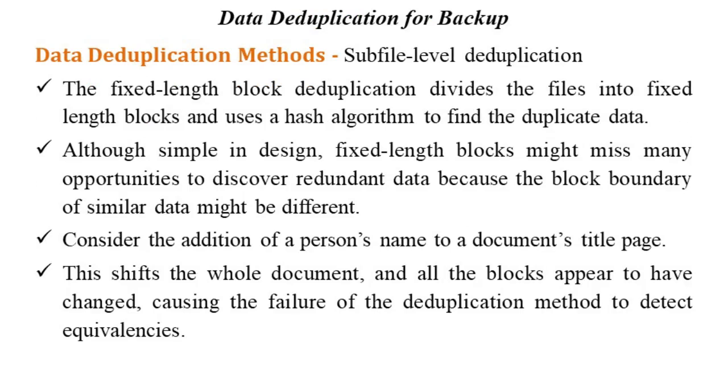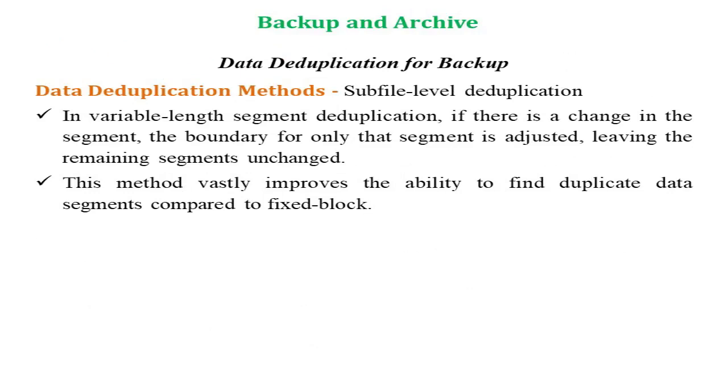Fixed length block. The fixed length block deduplication divides the files into fixed length blocks and uses a hash algorithm to find the duplicate data. Although simple in design, fixed length blocks might miss many opportunities to discover redundant data because the block boundary of similar data might be different. Consider the addition of a person's name to a document's title page. This shifts the whole document and all the blocks appear to have changed, causing the deduplication method to fail to detect equivalences.